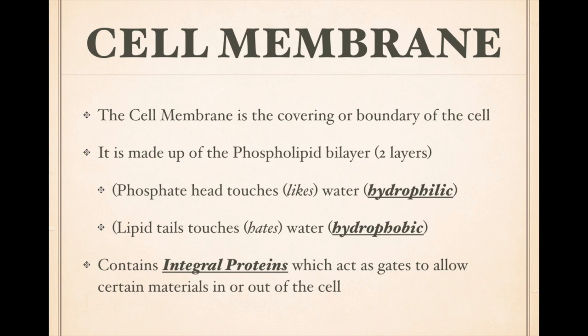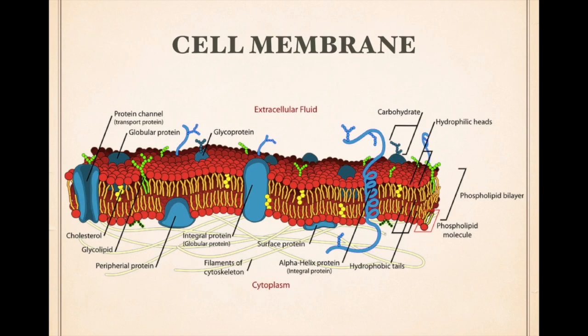So the lipid tails are always going to be on the inside touching each other, while the phosphate heads are going to be on the outside. And we can actually see a picture of that here. Okay, we see the little heads, the circles on the outside, that's the phosphate, and those little legs are the two tails. Those little legs are the lipid or fatty acid tails.